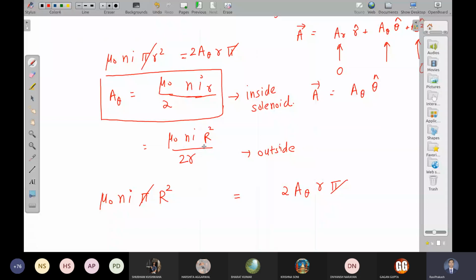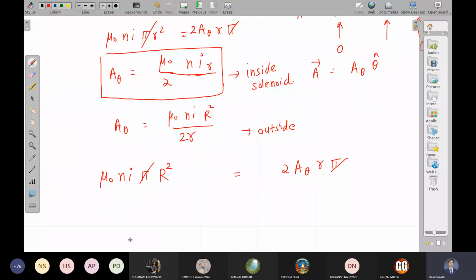So inside the solenoid, the potential is increasing. It is 0 at the axis, then it increases. At the boundary, it becomes equal to μ₀nIR/2. Both the formulas satisfy this. And as you go outside the solenoid, it decreases as 1 by r.